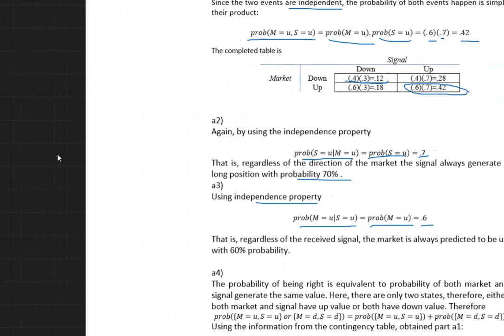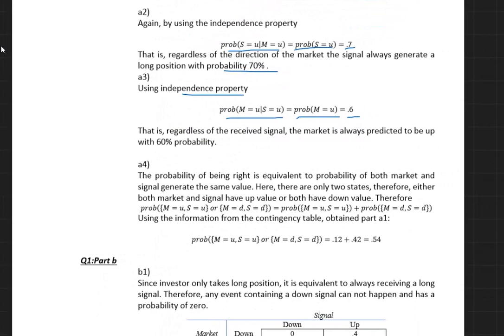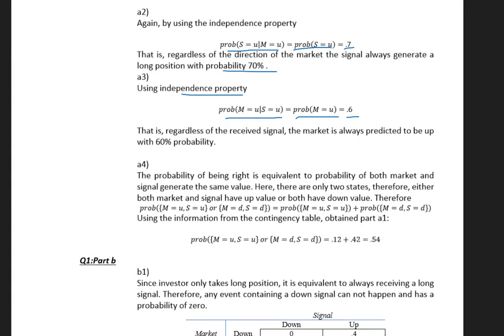Now going to the solution manual, which explains that the probability of being right is equivalent to the probability of both market and signal generating the same value. Okay, here there are only two states. Therefore, either both market and signal have an up value or both have a down value.